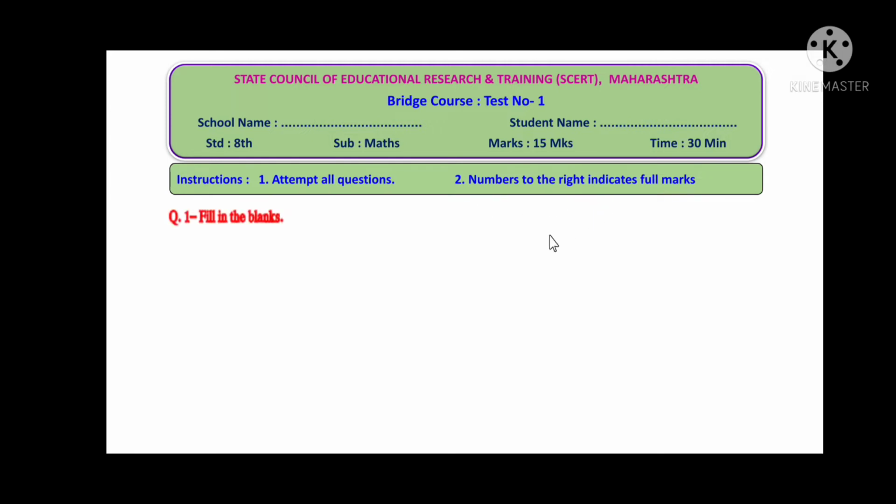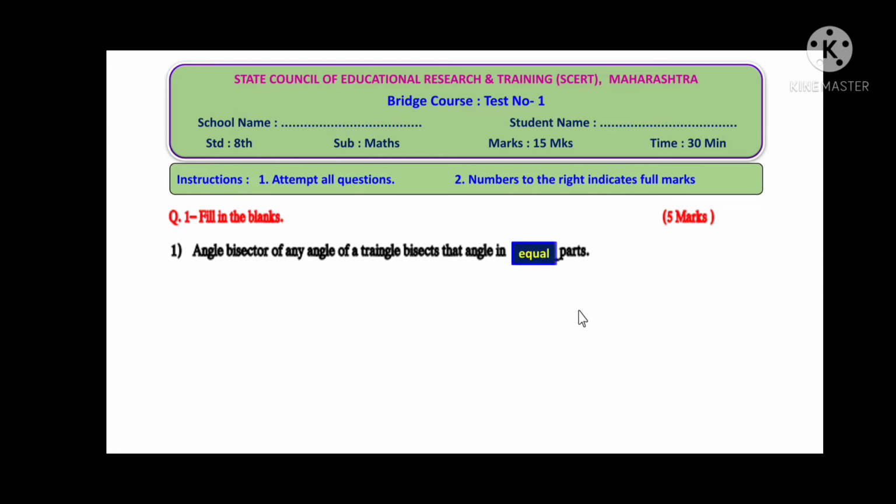Friends, this is question number 1. Fill in the blanks, for 5 marks. Number 1: The angle bisector of any angle of a triangle bisects that angle in dash dash parts. If you draw the angle bisector of a given angle of a triangle, then that angle is bisected into 2 equal parts. So the answer is equal.